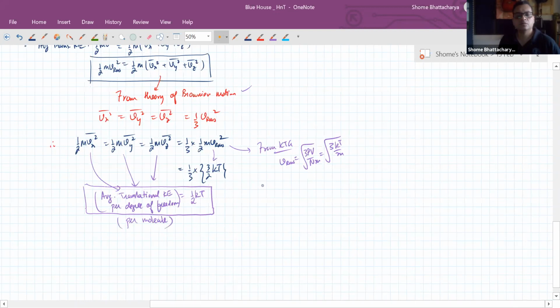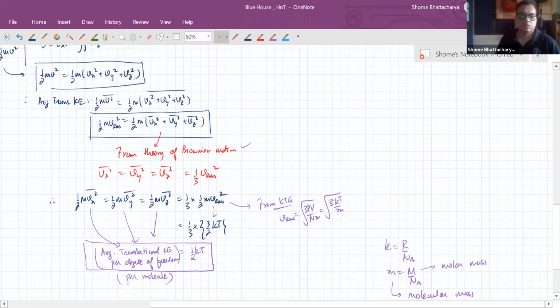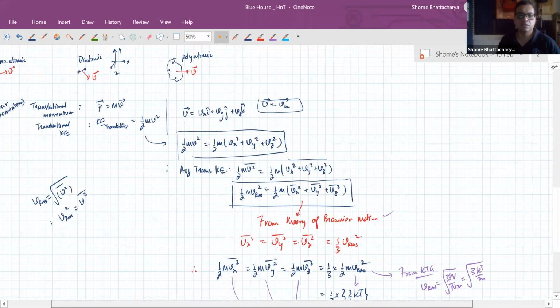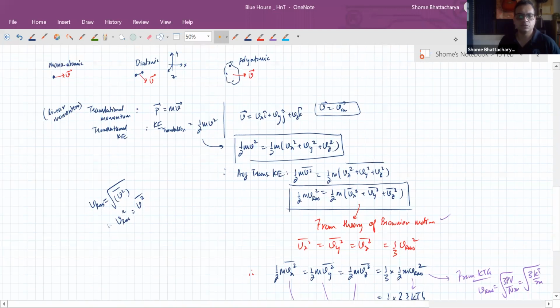We've averaged it out over the number of molecules because remember, k is R upon Avogadro's number. Small m is capital M upon Avogadro's number. It's molecular mass. And this is molar mass. That kind of thing. So this is a combination of the concepts that we've been learning since the last lecture. I'll give you time to note down the earlier part also.